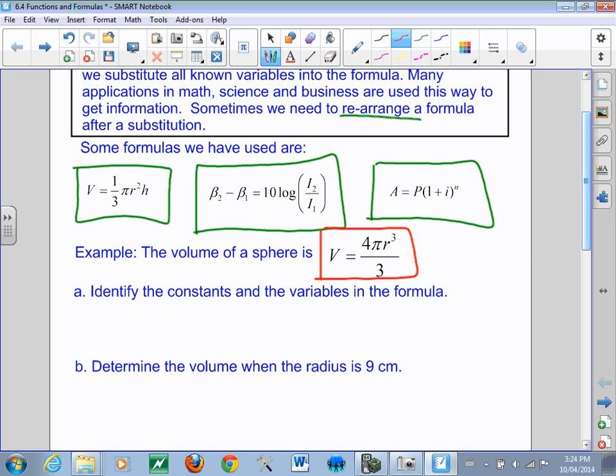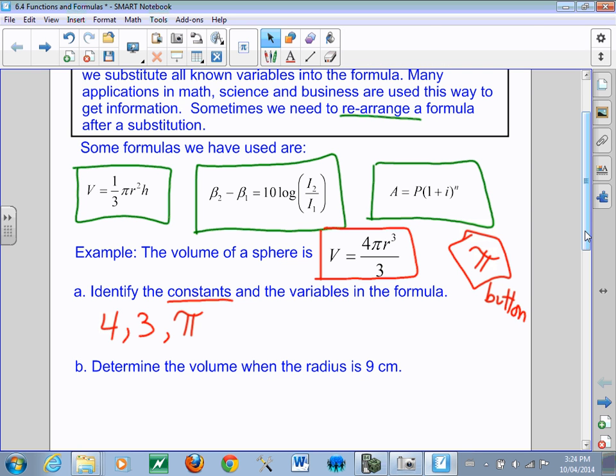Well, first of all, constants are numbers all by itself. So hopefully you realized 4. Hopefully you realize 3, but I'd also want you to remember that pi is also a constant. It's 3.14, but it's an irrational number. It keeps going on and on and on. And I want to remind you, don't use 3.14 in your calculations. Use the pi button, okay, when doing work with geometry, okay?